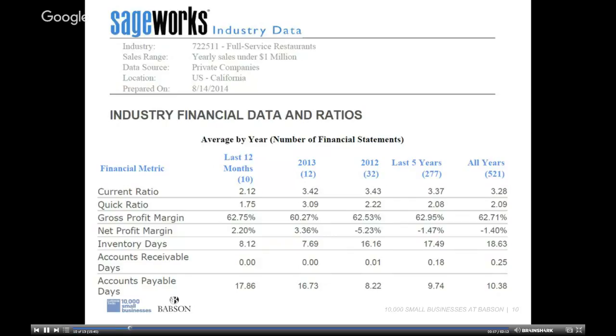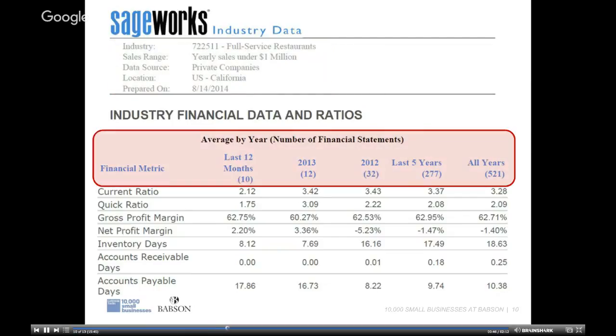However, because this data comes from relatively small private companies, we always need to be careful in its interpretation. This report is based on NAICS code 722511, which is full service restaurants. More importantly, it only includes data from businesses under $1 million of revenue and located in California. Because of this, it is a good benchmark for Mario's restaurant.